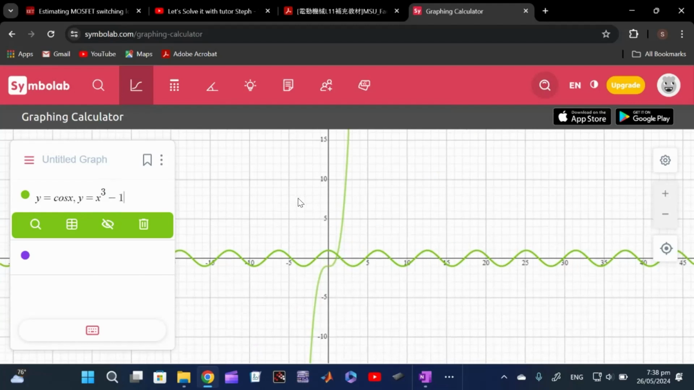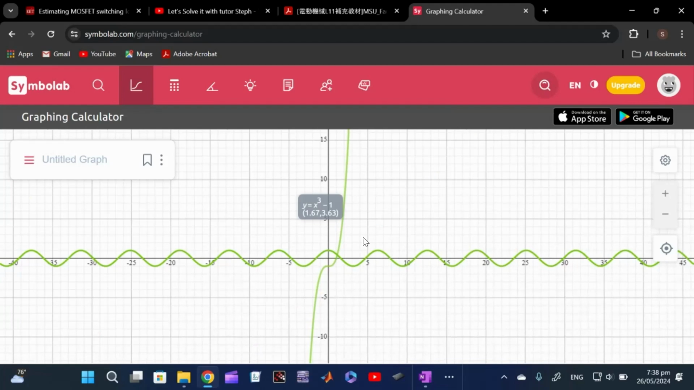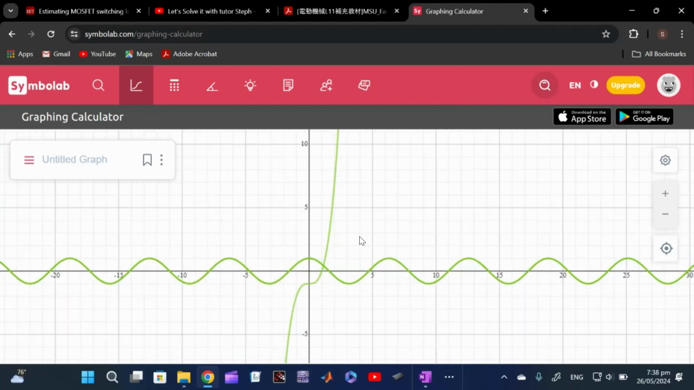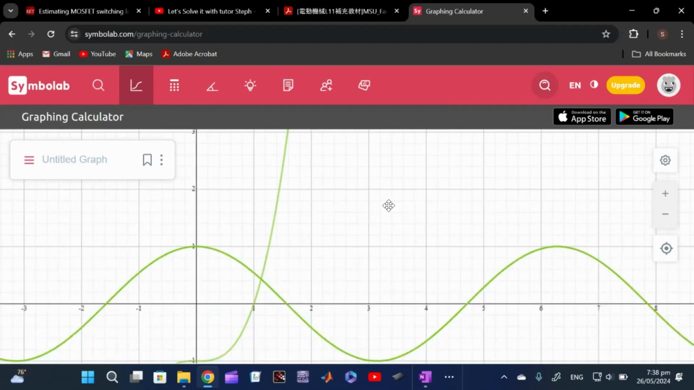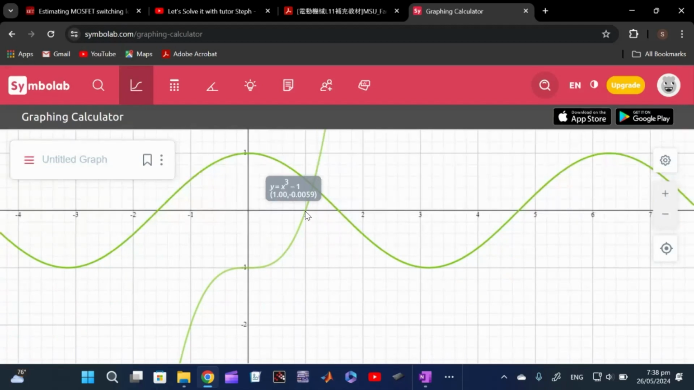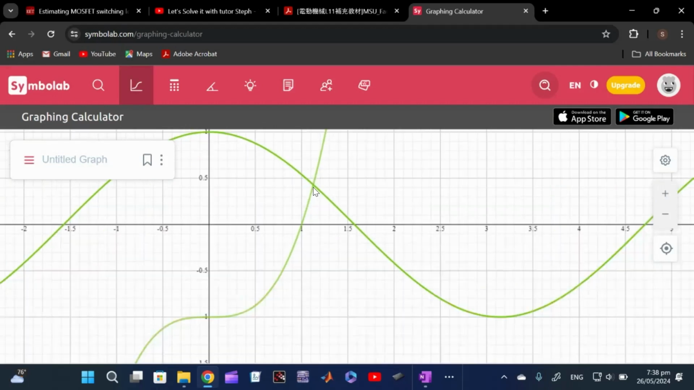So as you can see, this is what I said. Have you seen where these two functions are meeting? This one here, the one I sketched, is y is equal to x cubed minus 1. It's crossing the x-axis at 1. And then the other function crosses the x-axis at what? Pi over 2, which in decimals is 1.5 something, right? And where they're meeting is where the solution may be. Let me zoom it in.